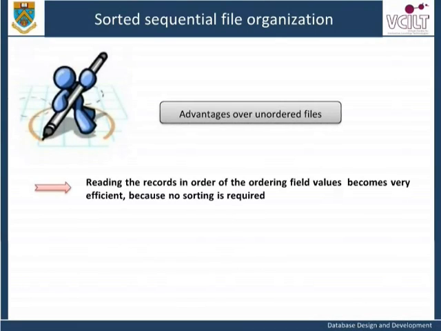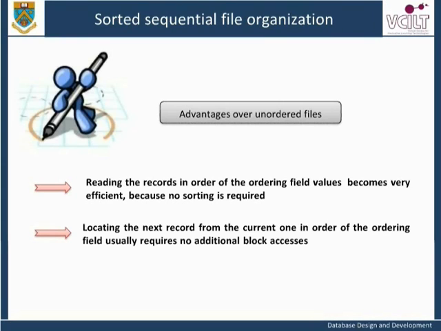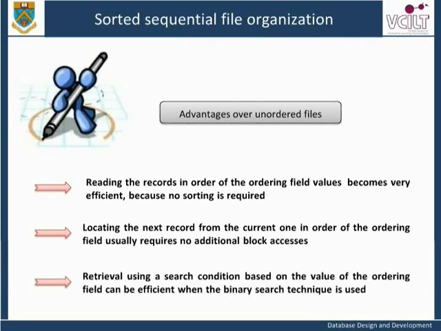Reading the records in order of the ordering field values becomes very efficient because no sorting is required. Remember, one of the common file operations is find ordered. Locating the next record from the current one in order of the ordering field usually requires no additional block accesses, because the next record is often stored in the same block unless the current record is the last one in the block. Retrieval using a search condition based on the value of the ordering field can be efficient when the binary search technique is used. In general, the use of the ordering field is essential in obtaining the advantages.